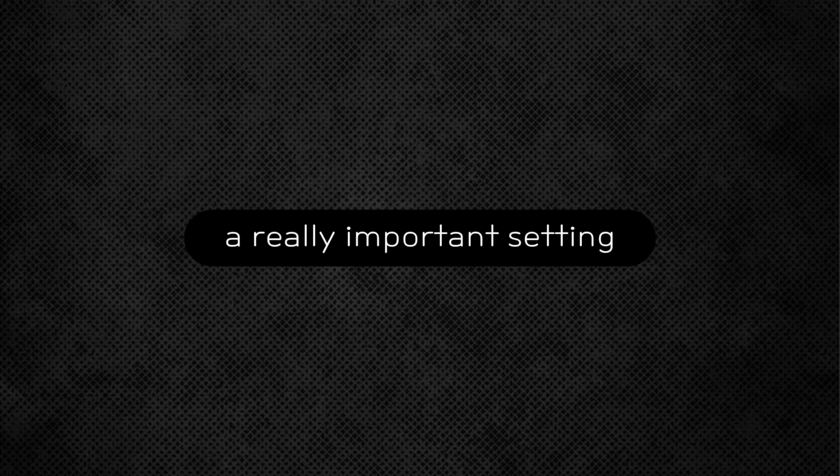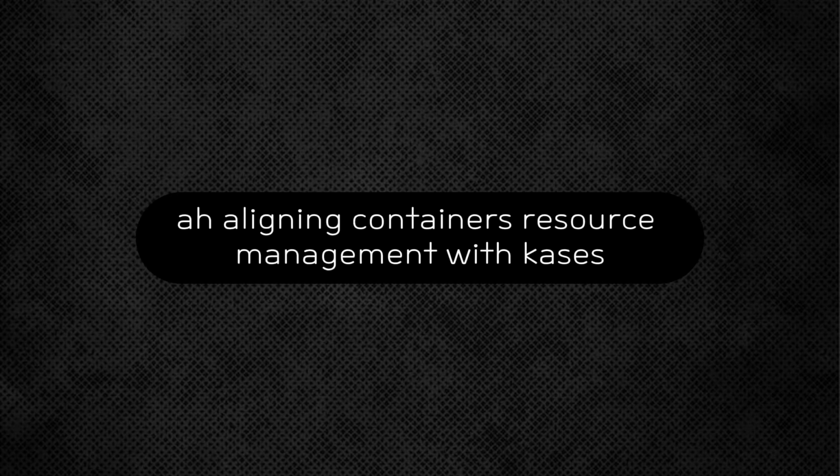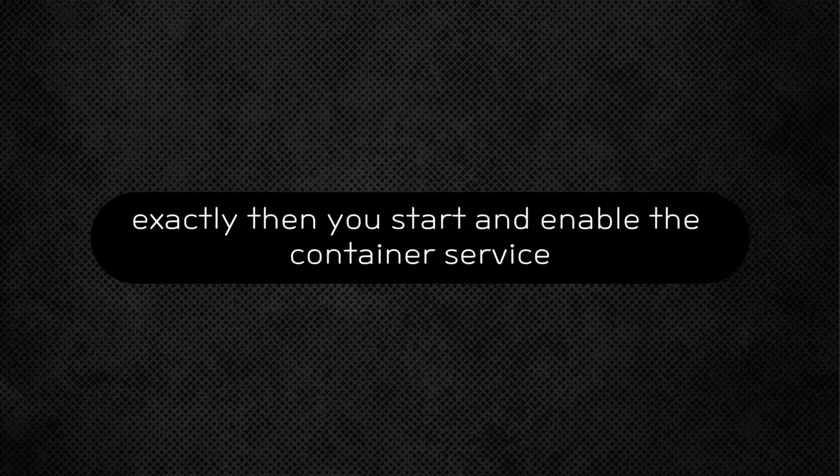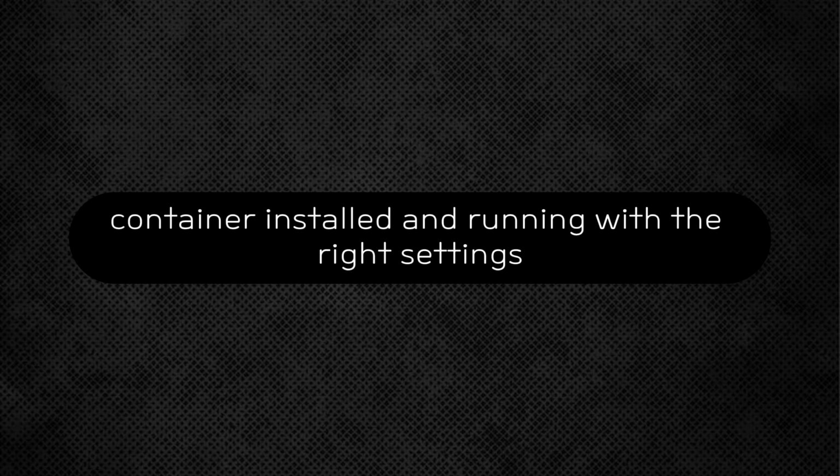A really important setting there is making sure it's configured to use systemd as the cgroup driver, because Kubernetes typically expects that now for resource management. Aligning container resource management with K8s. Exactly. Then you start and enable the container service so it runs automatically. That's your core container runner in place. Okay, system ready, container installed, and running with the right settings.